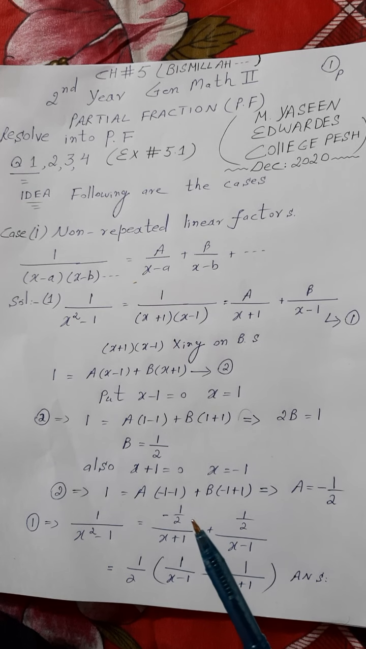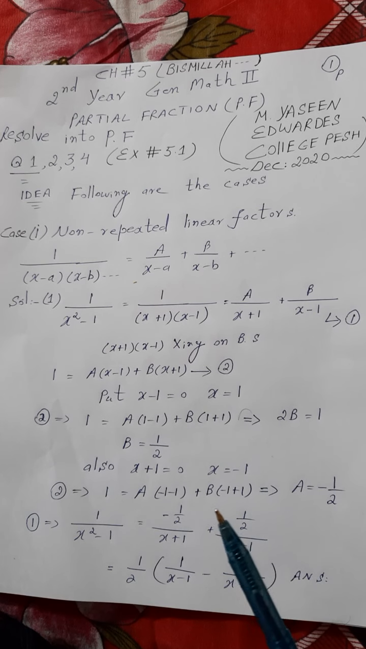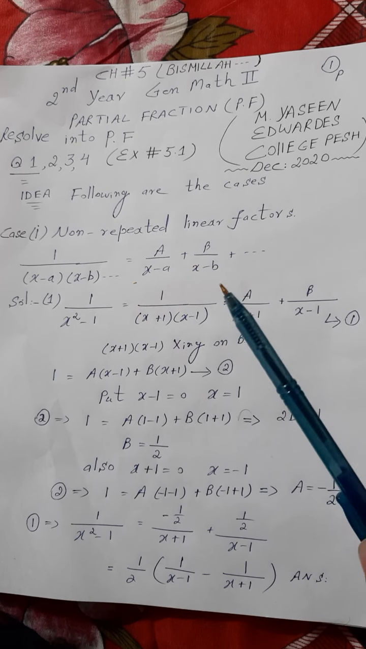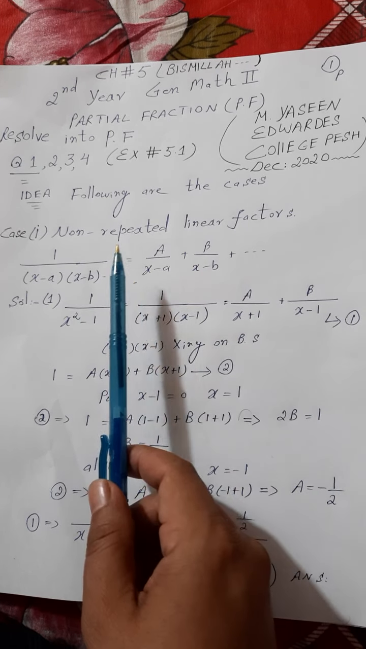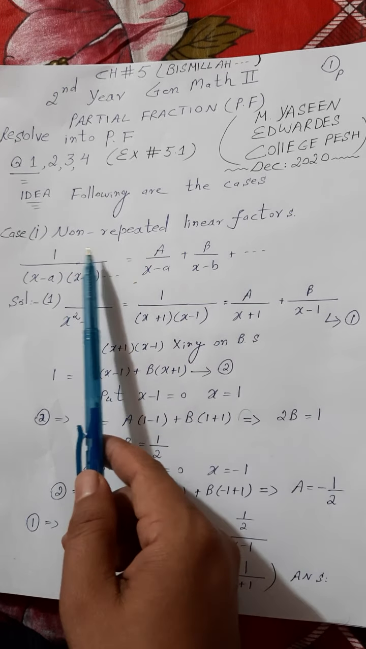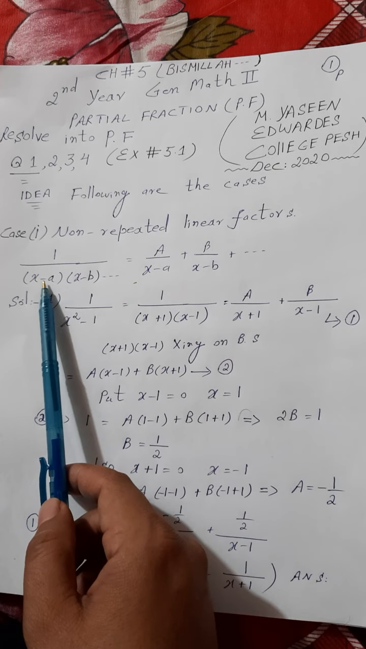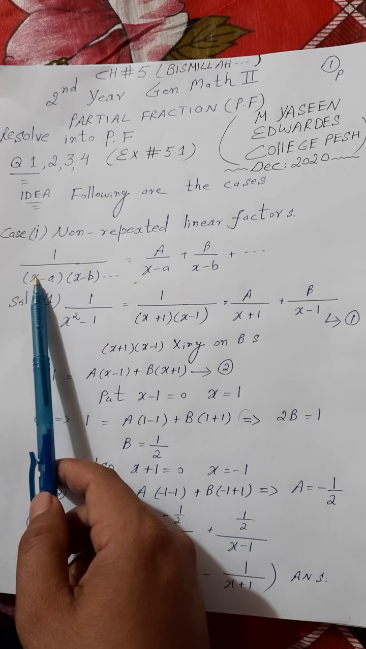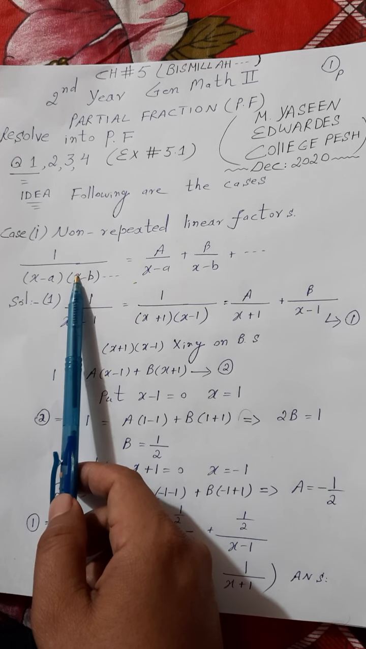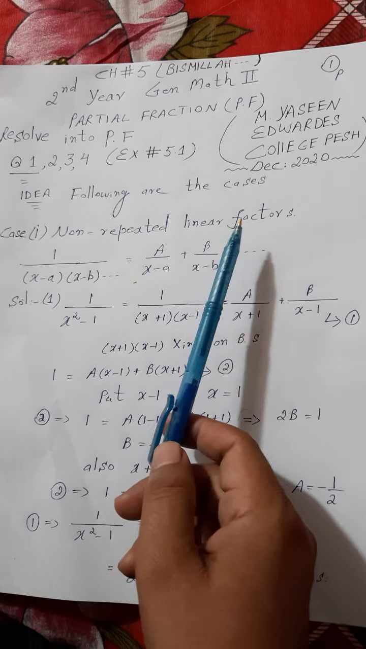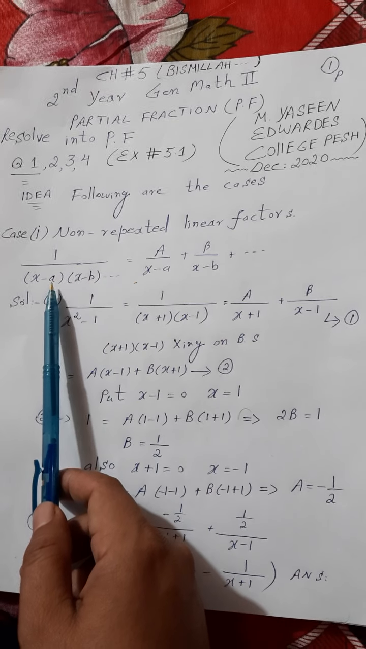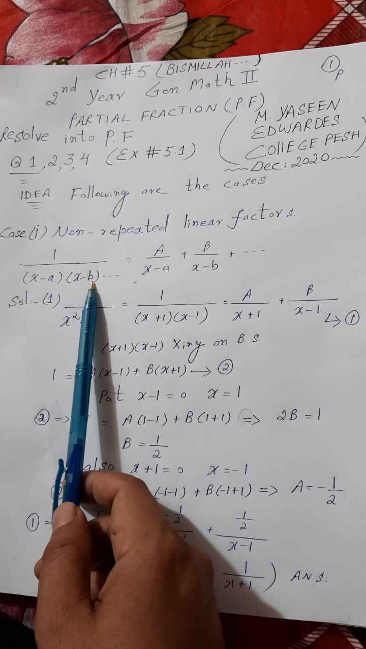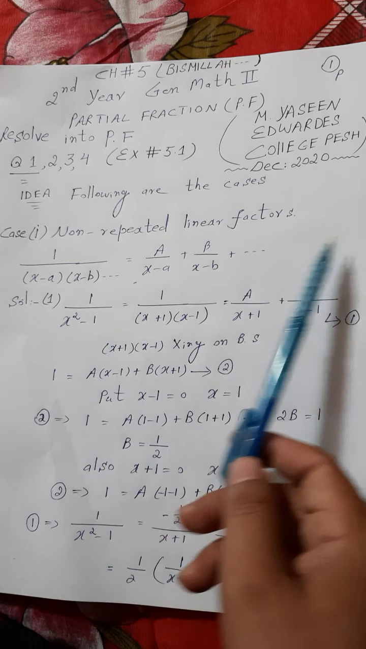There are several cases in partial fractions. The first one is the non-repeated linear factor. Linear means x minus a, and there x must be raised to power 1. This is called a linear factor. Non-repeated means there is no repeated x minus a, but there is x minus b, x minus c, x minus d, and so on.